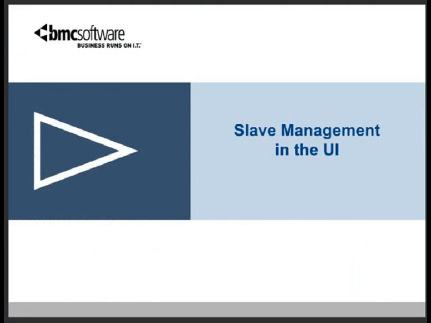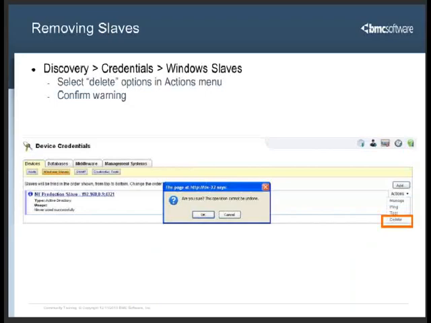Now let's look at how to manage a slave from the UI. Removing a slave is a snap. Just go to Discovery, Credentials, Windows Slaves, and select the Delete option from the Actions drop-down menu, as shown here.